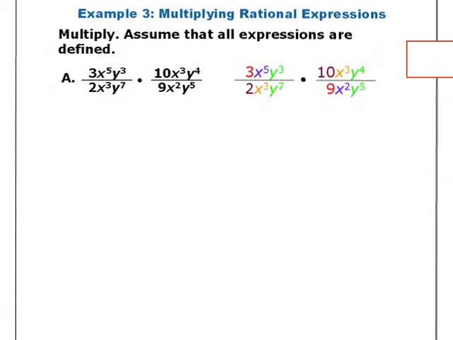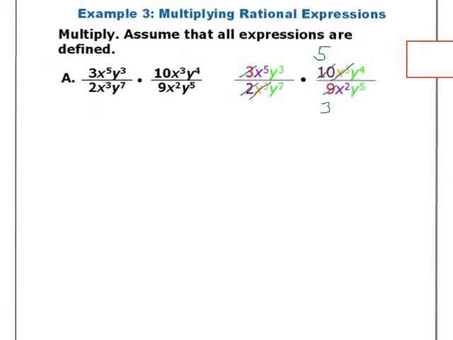Alright, so let's go ahead and simplify a few of these. So, let's start dividing things out. First of all, I'm going to take the 2 and I'm going to divide it out with the 10, and that leaves me with 5. Then I'm going to take the 3 and it divides out down here, leaving me with 3. And then I'm going to divide the x to the 3rd out with the x to the 3rd.